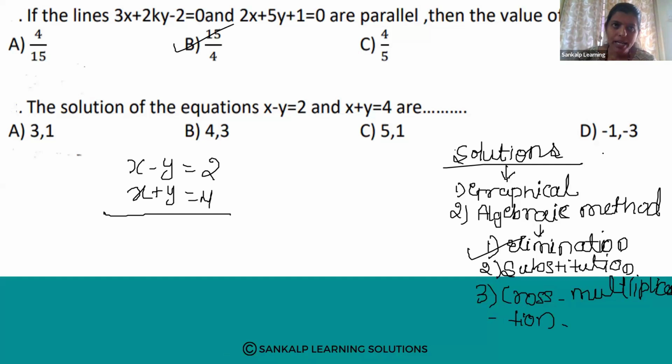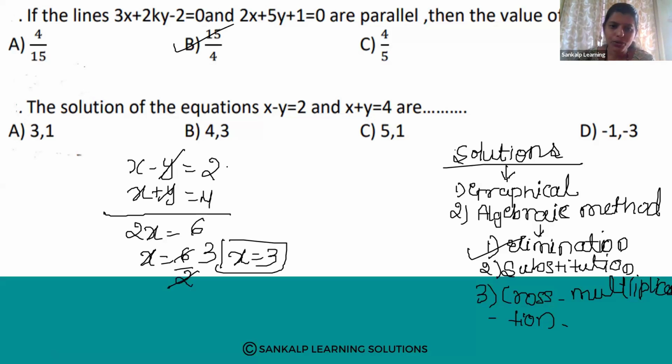So here plus y and minus y are there, these two values will get cancelled. 2x is equal to 6. X is equal to 6 divided by 2. 2 ones are 2, 2 threes are 6. That means x is equal to 3 you will get. Substitute the value of x in equation number 1 or 2. In any equation you can substitute.